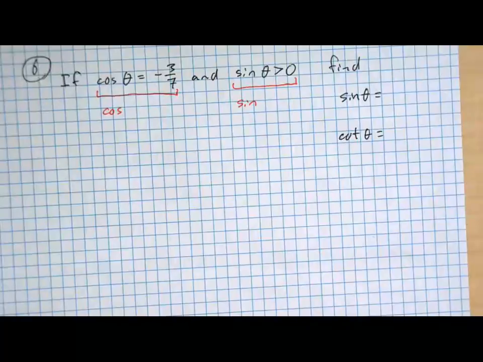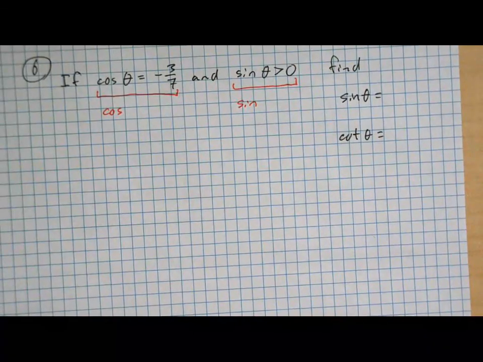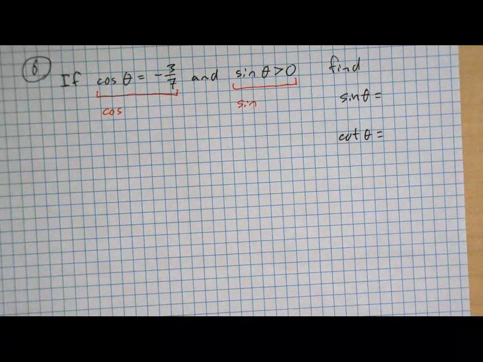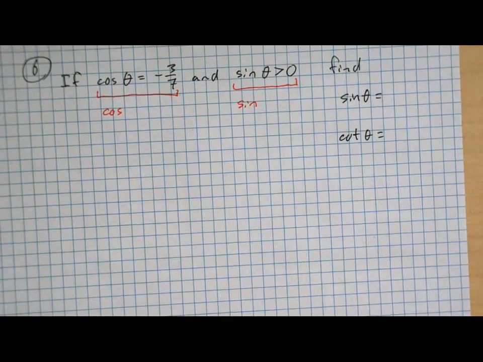So your first order of business is to figure out, based on the information given, some information about sine and cosine, and is each of those positive or negative based on what you got. Once you know whether sine is positive or negative and cosine is positive or negative, you can figure out what quadrant we're going to be in.